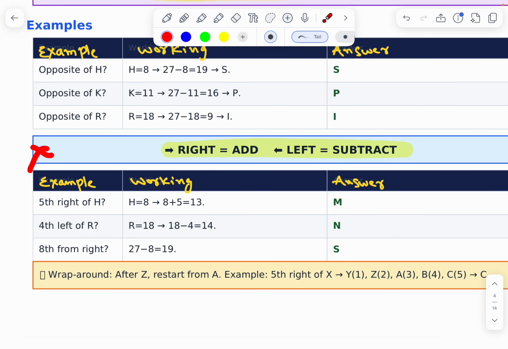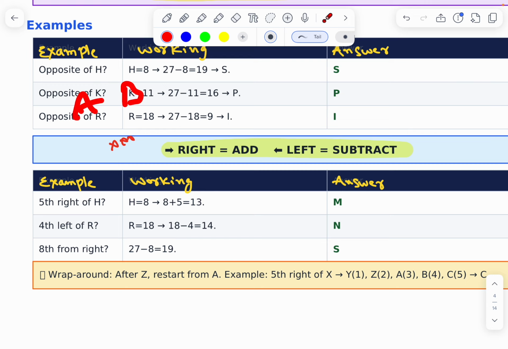Next point, most important. When you are counting from the right, you add. From the left, you subtract. This is the most important formula. When you are counting from the right, add. When you are counting from the left, subtract. Fifth right of H.